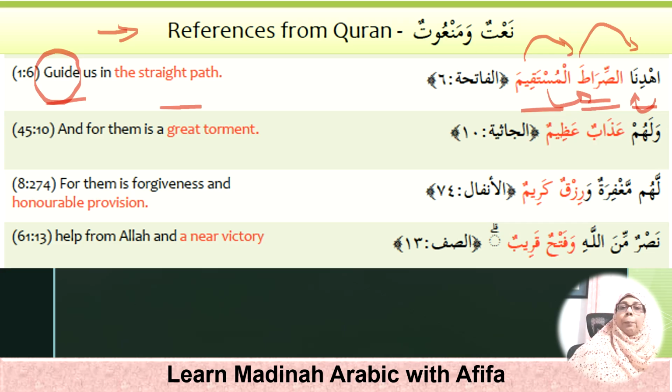It's describing the path, the straight path. The next sentence is walahum adhabun adhimun. So here it means, and for them is a great torment. So wa means and, lahum means for them, and for them.